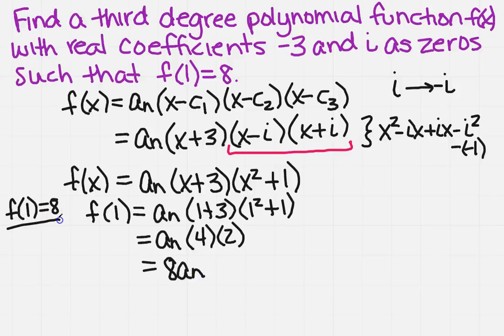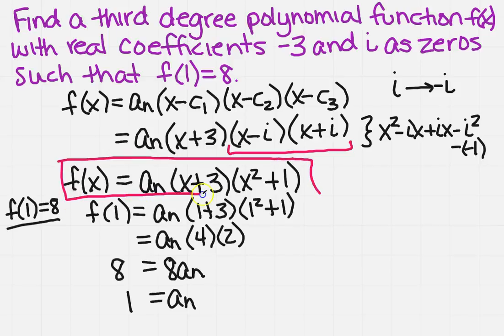Now we just wrote over here on the side that f of 1 equals 8, so I'm going to plug in the 8 for that. If I solve for a sub n, I'm going to get 1. So here we go. Here's half the battle. We've found out what a sub n is, and we have the equation. Now, which equation am I talking about? I'm talking about this equation right here. This is the one that we simplified it down to.